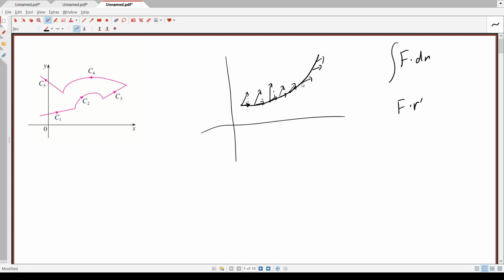Okay, so when we do this integral, what we're doing is we're adding up the length, or you're integrating this component of the vector. So we're kind of adding up all of these components together to figure out what is the total amount of these vectors in the direction of this curve.